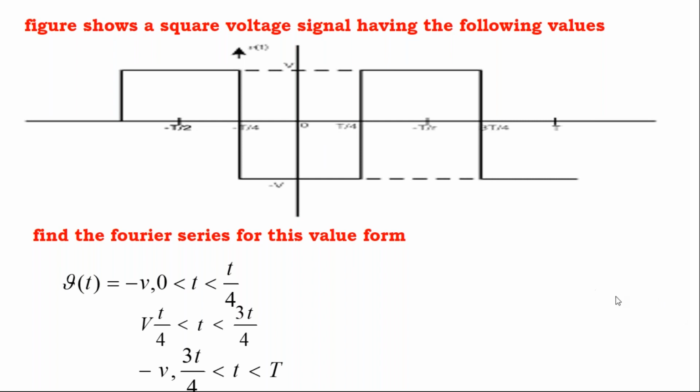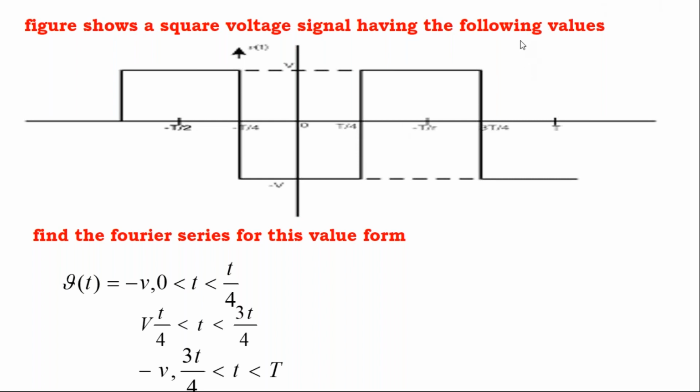Yeah, Sri Lakshmi, Nikita, wrong. It is not 0. And Yamini, yeah, you are right. Now observe it, 0 to T by 4. Some portion is having an amplitude which is minus V. Yeah, Yamini, you are right. From 0 to T by 4, the amplitude is minus V.